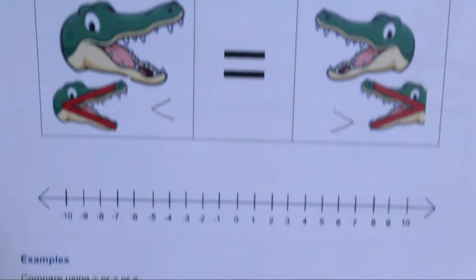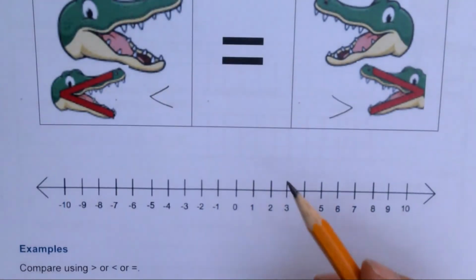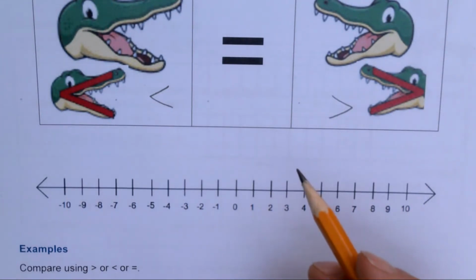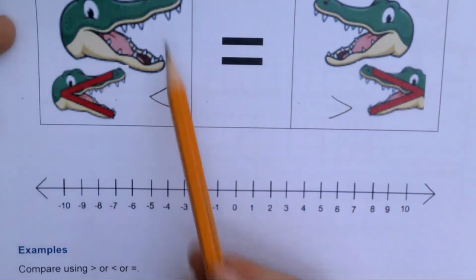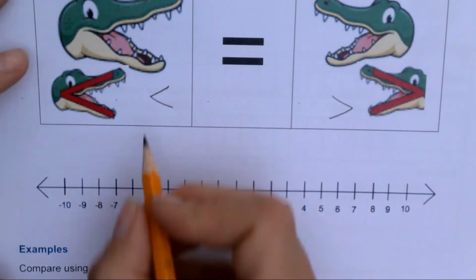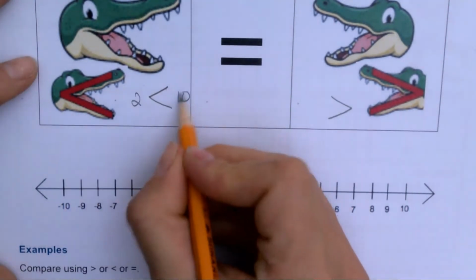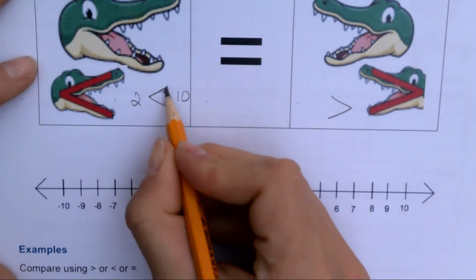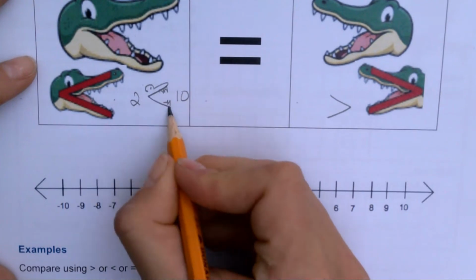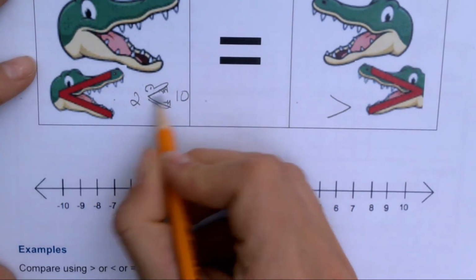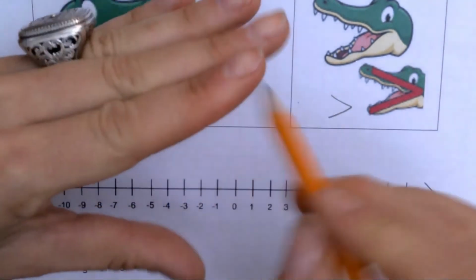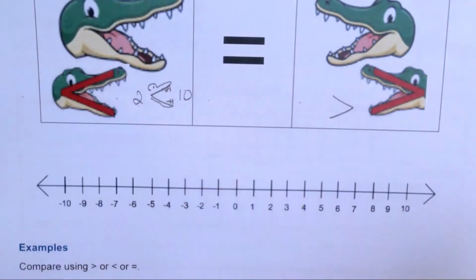Okay, so sometimes it's confusing about which one to use, but remember the crocodile always eats the bigger number. So if I have a 2 here and a 10 here, you can see the crocodile teeth, and he's like, 10 is bigger than 2, so I eat the 10. So you always put the mouth of the sign towards the bigger number.